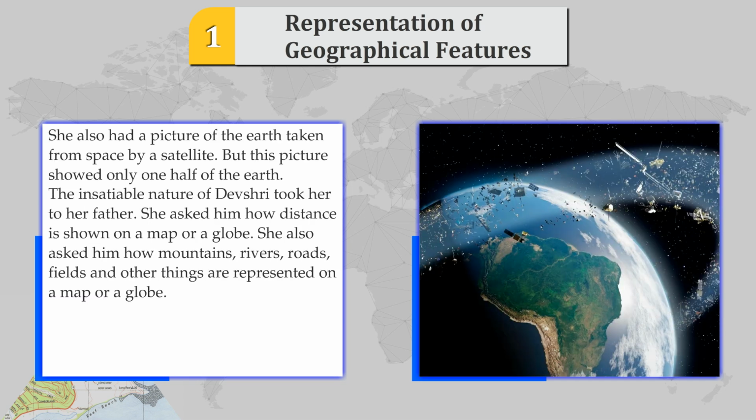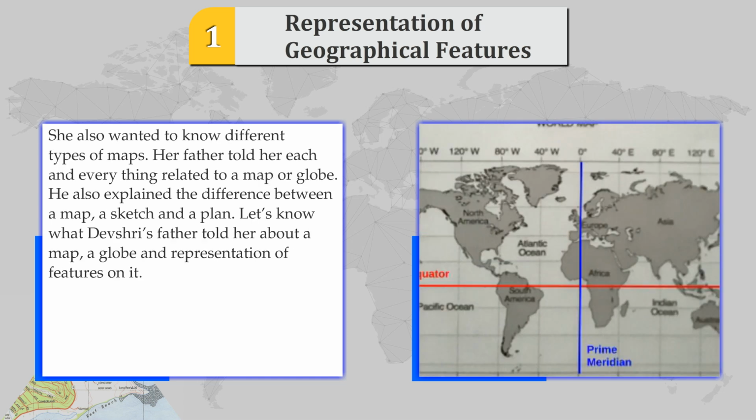She also had a picture of the earth taken from space by a satellite, but this picture showed only one half of the earth. The insatiable nature of Devshri took her to her father. She asked him how distance is shown on a map or a globe. She also asked him how mountains, rivers, roads, fields and other things are represented on a map or a globe. She also wanted to know different types of maps.